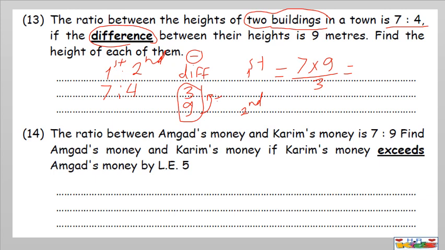So 3 by 7 equals 21. And the second, 4 by 9 divided by 3. So 9 divided by 3 equals 3, by 4 equals 12. So 21 meters and 12 meters.